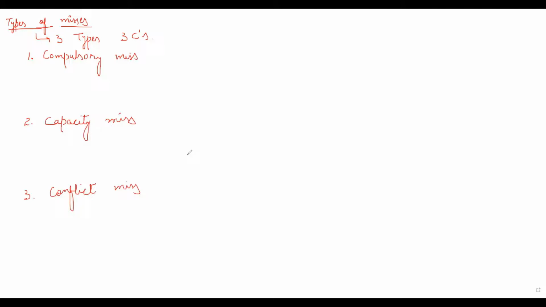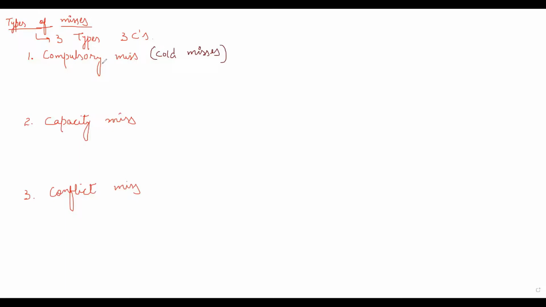Let's discuss each of these separately and let's see how we can decrease each miss rate, because our aim is to decrease the number of misses. So first is the compulsory miss. These are also called cold misses. So what are these misses and why the name compulsory? Compulsory means that these misses are going to happen. So what are those misses?